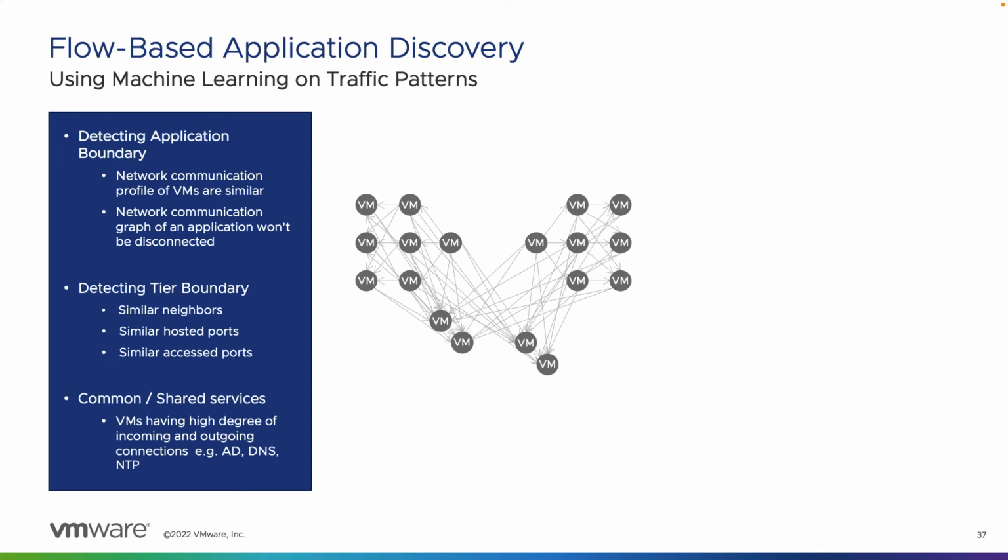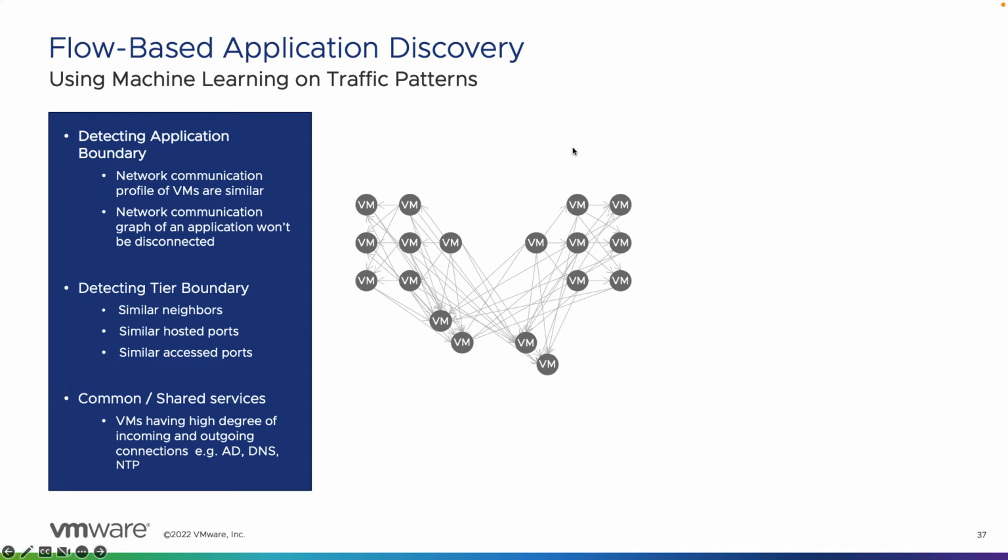So the goal of this is obviously to discover application boundaries. We want to know within the infrastructure that the communication profile of the VMs can be very similar. The network communication graph of an application won't be disconnected. Also, looking at detecting the tier boundary, we're going to look for similar neighbors, similar hosted ports, similar access ports. And lastly, we're going to also look for common and shared services. Those are going to be VMs having a higher degree of incoming and outgoing connections, when it comes to things like Active Directory, DNS, NTP, could be LDAP, and much more.